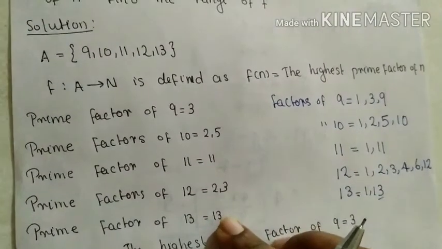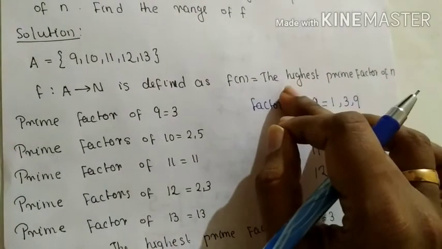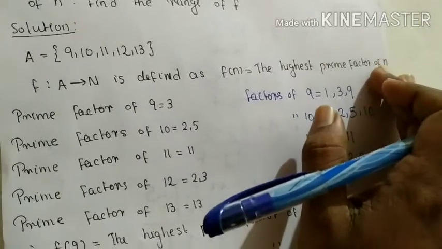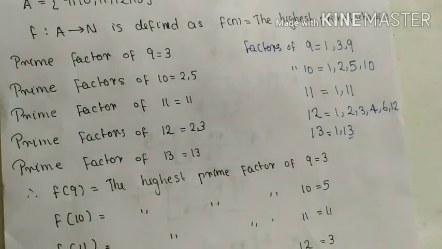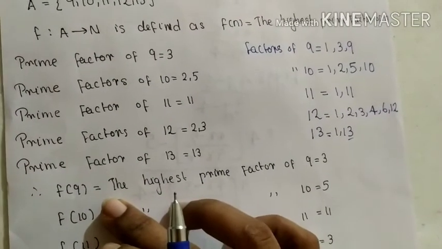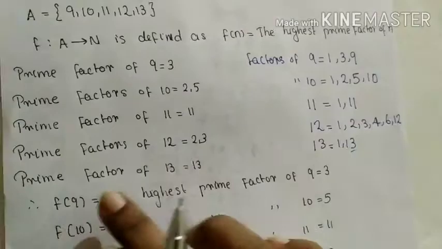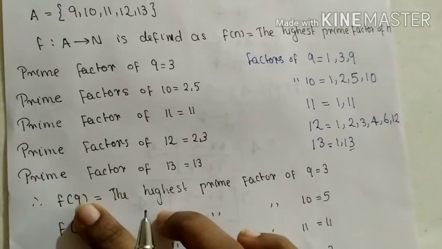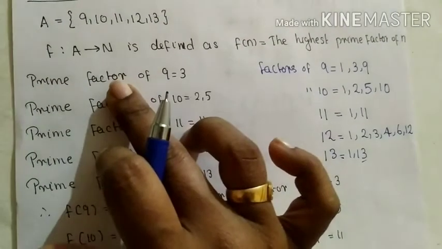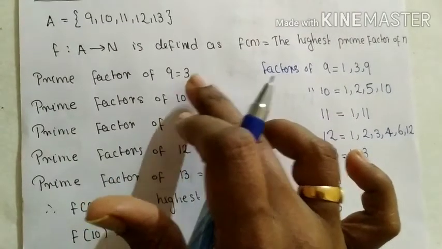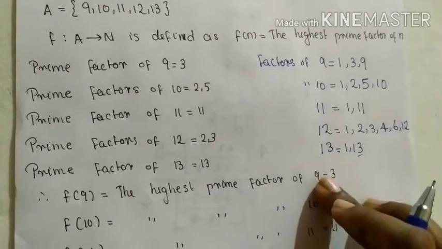Okay. So here the function is defined as the highest prime factor of n. First of all, I'm going to find f of 9. Here n is 9. The prime factor of 9 is 3 only. So the highest prime factor of 9 is 3.